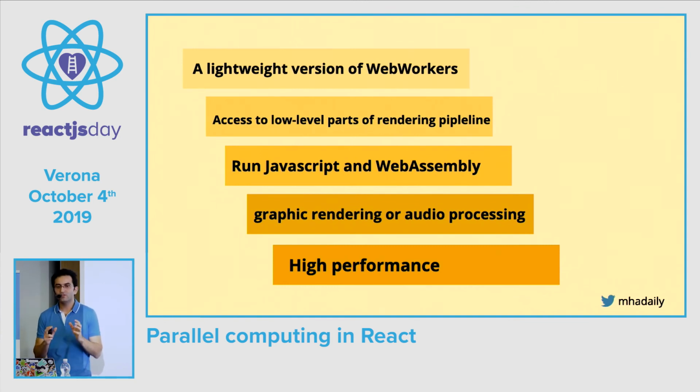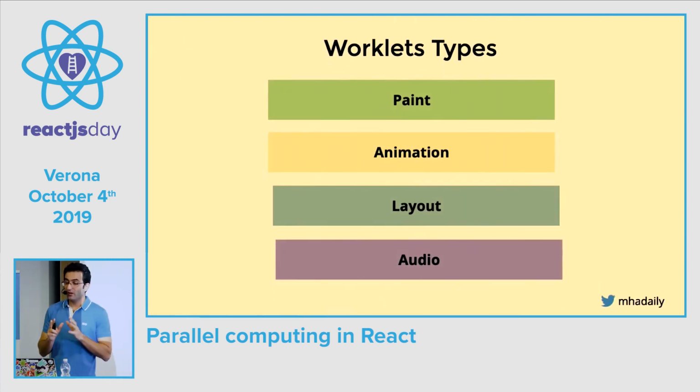So what it gives you is access to a low-level part of the rendering engine, like CSS, to run some JavaScript or WASM, WebAssembly, and render your graphics or process your audio. All of it runs in a different thread. That's good. And also it does it in a high-performance way. There are four different types of worklets: paint, layout, animation, and audio.